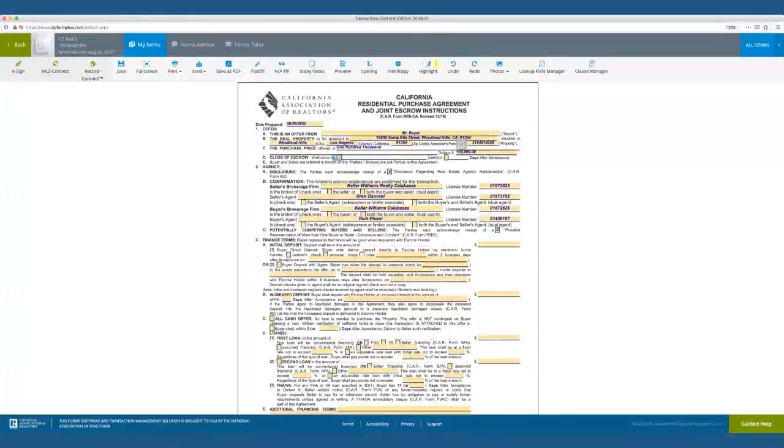Unless it's land or something. So anyways, $100,000, and as close of escrow shall occur, you either can choose a date or you can choose a time frame, the number of days.